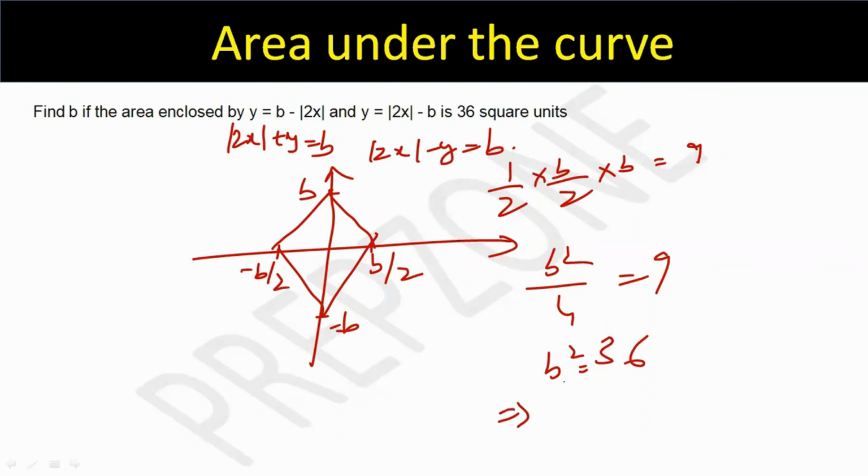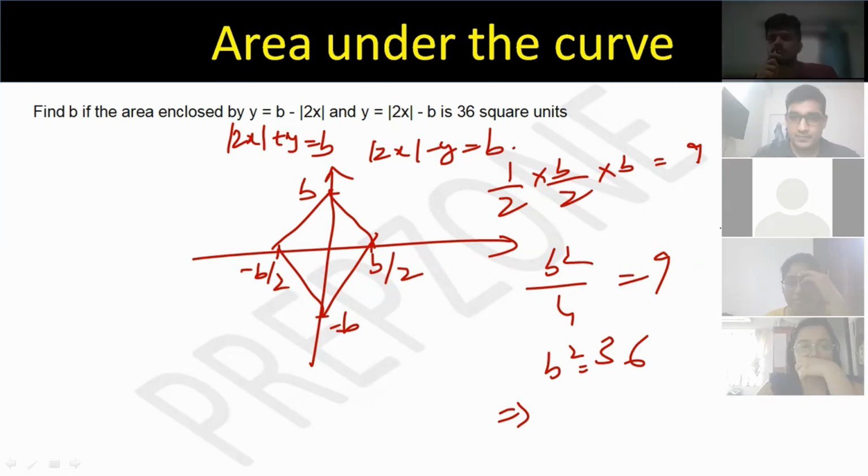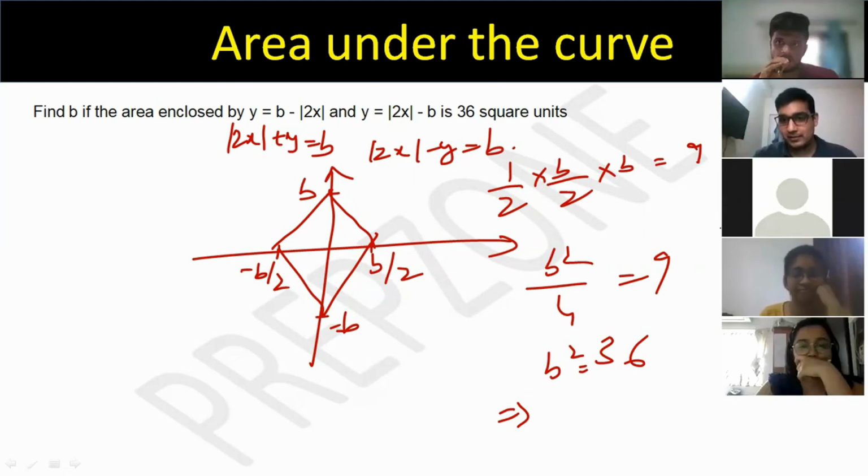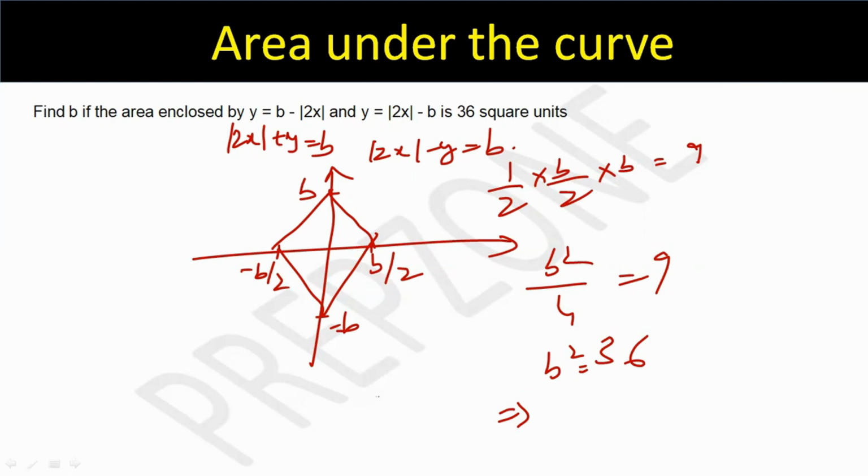Also, when b square is equal to 36, what is the value of b? Plus minus 3, plus 6. b will be plus minus 6, right? So I think only Chaitanya has mentioned it correctly as plus minus 6. The rest of you have made a mistake. It's not b equals 6, it is b equals plus minus 6.